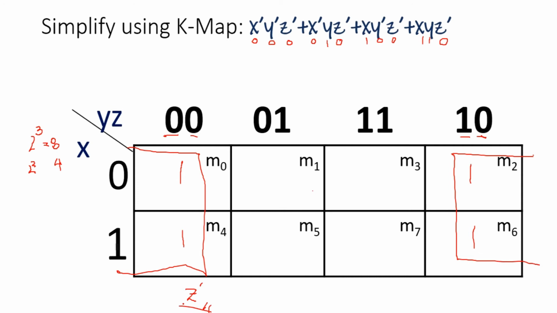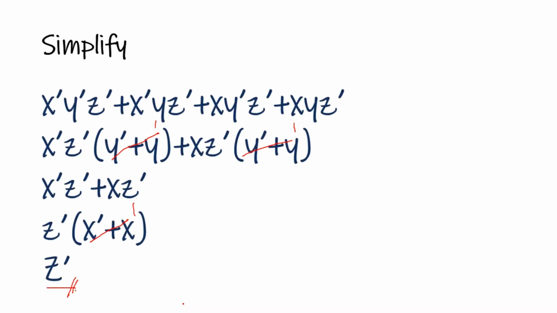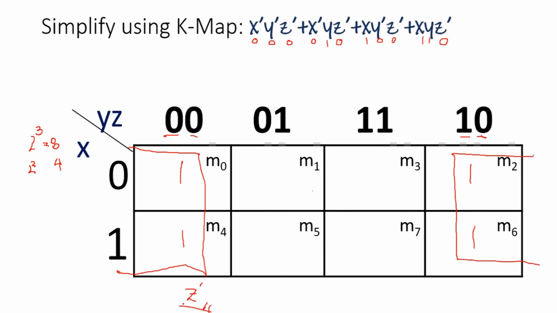So, ang tanong, parehas ba sila? Yes, parehas sila. Z prime using algebraic manipulation and using K-map. I-check natin yung logic diagram niya kung parehas ba yung original at saka yung simplified form gamit yung K-map at algebraic manipulation. So, let's try to draw.